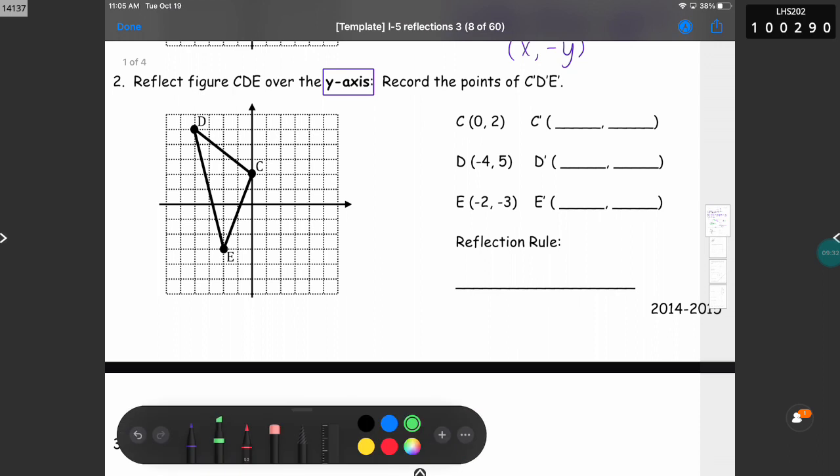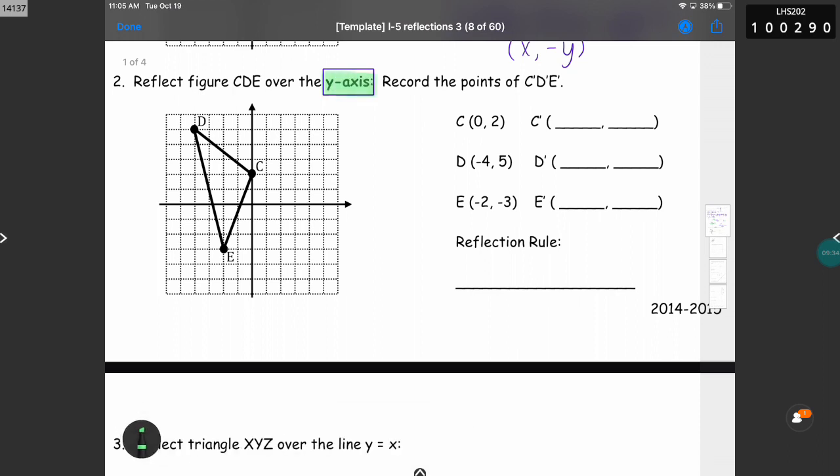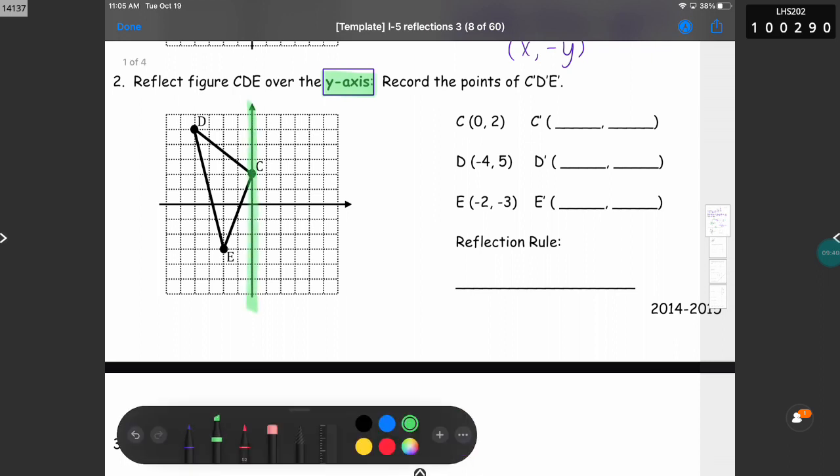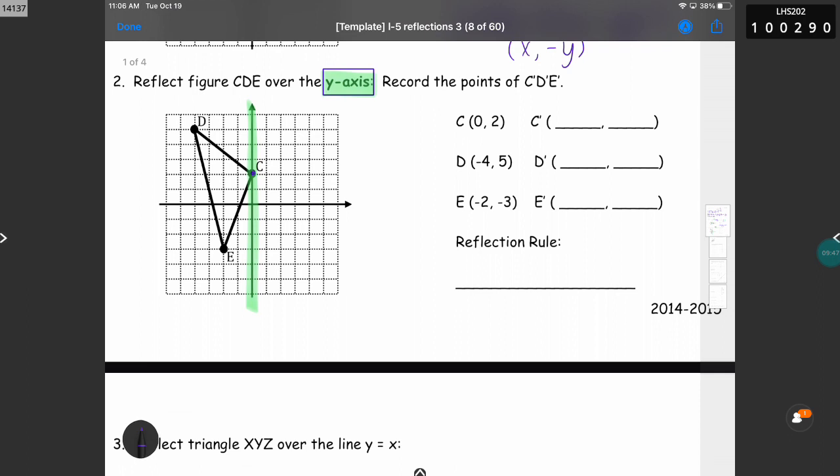How do I want to start? What do I want to do to the Y axis? I want to highlight it. Highlighting the Y axis. What point's going to stay the same? C. Why does C stay the same? Because it's on the y-axis. So over here for C prime, I'm going to go ahead and put 0, 2.